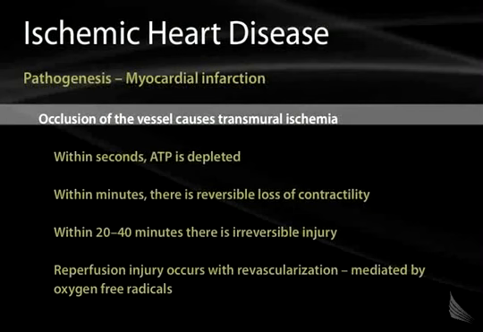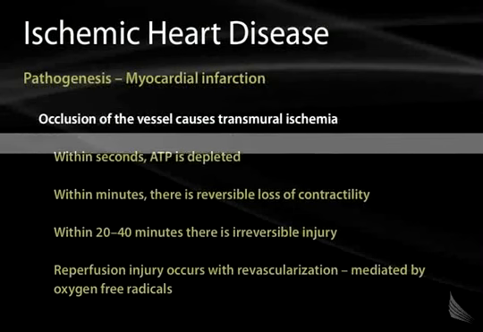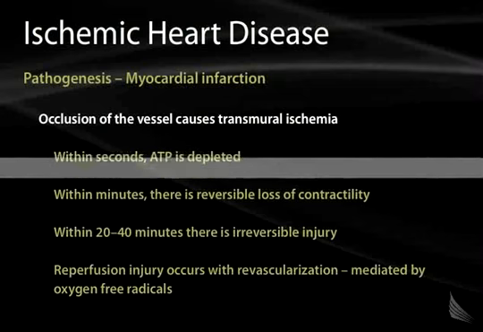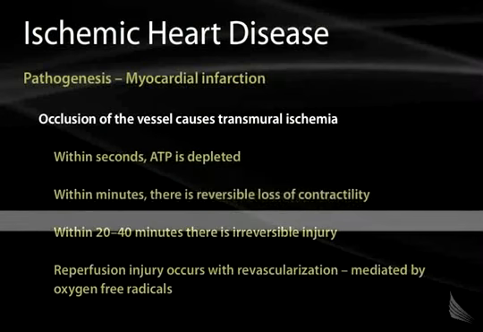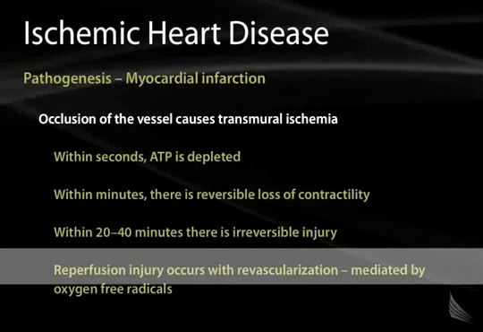Occlusion of the vessel causes transmural ischemia, and within seconds, ATP is depleted. Within minutes, there is a reversible loss of contractility, and within the hour, there is irreversible injury. Reperfusion injury occurs with revascularization, mediated by oxygen-free radicals. That's why timing is so important in opening up these vessels with angioplasty or thrombolytics.